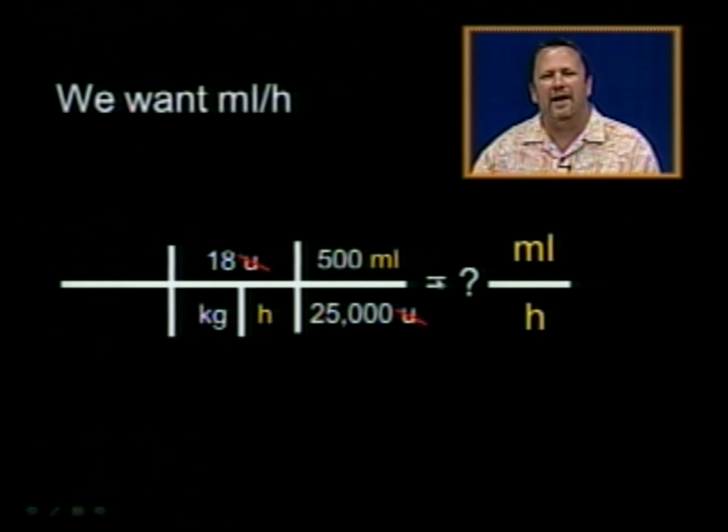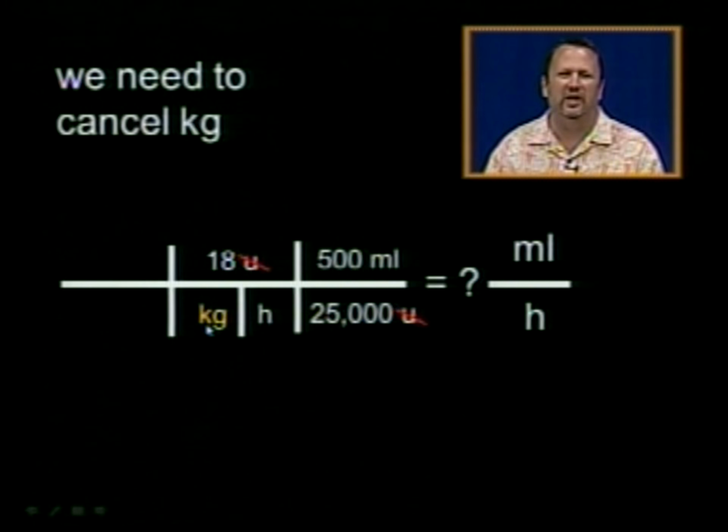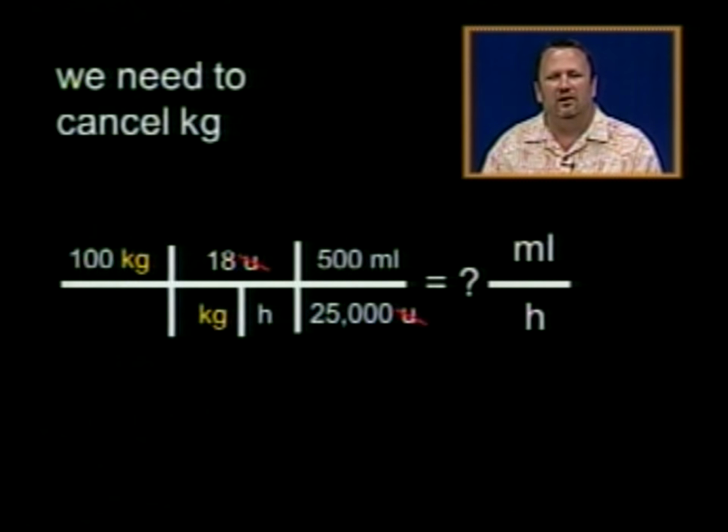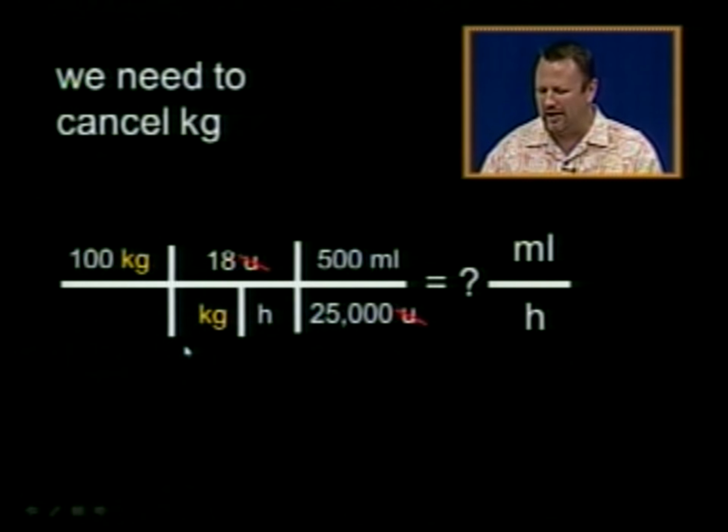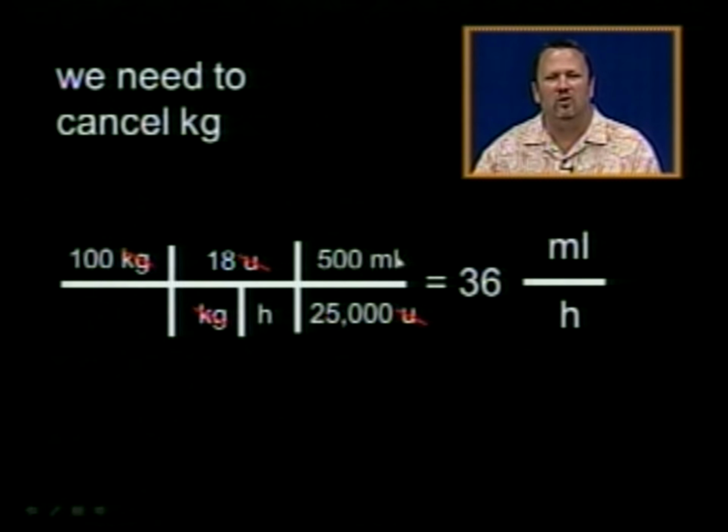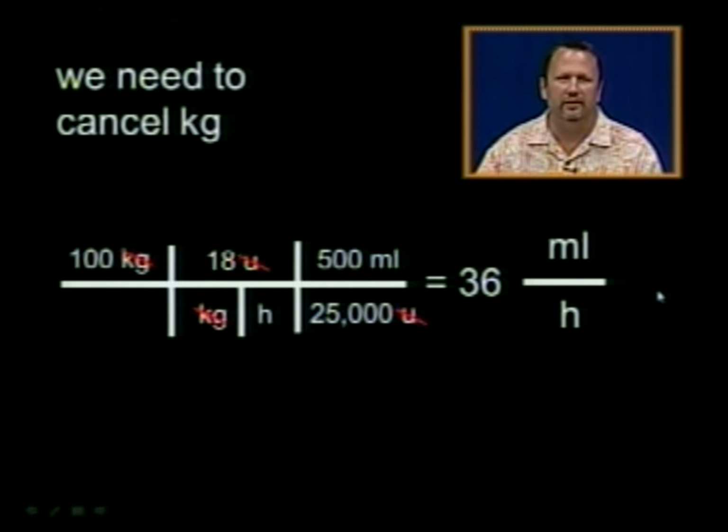Well, look, now I have milliliters per hour, which is what I wanted. But what's left is that kilogram, which we need to cancel out. Well, remember, our patient weighs 100 kilograms, and by putting the 100 kilograms right there in the numerator, my kilograms cancel out as well. And notice the only units I'm left with is milliliters per hour. So 100 times 18 times 500 divided by 25,000 is 36 milliliters per hour.